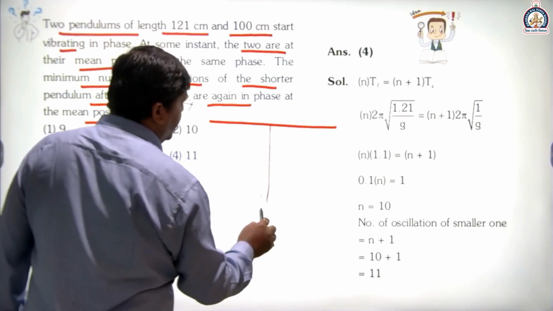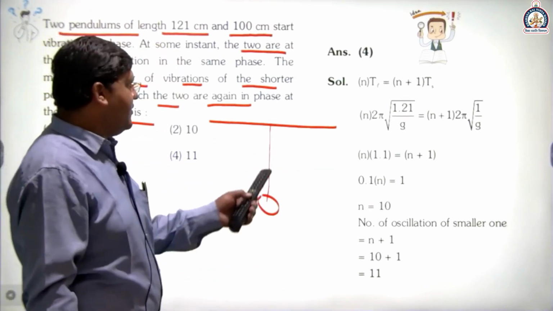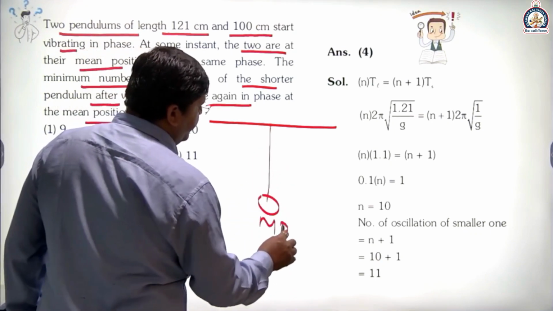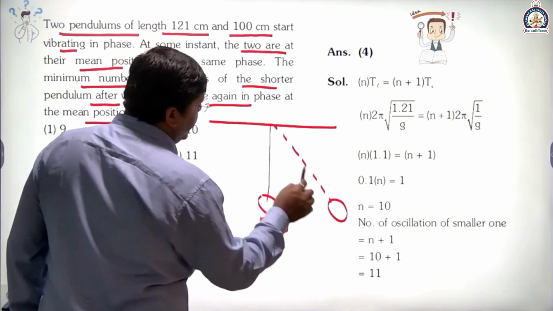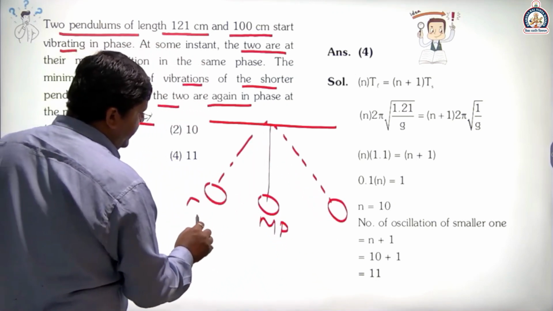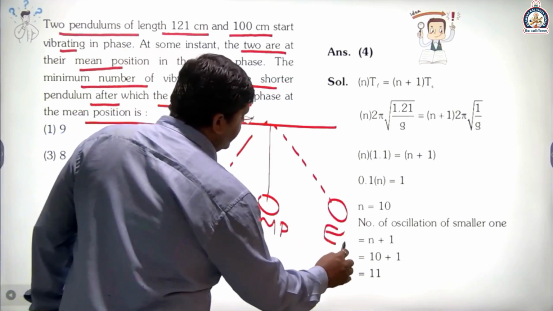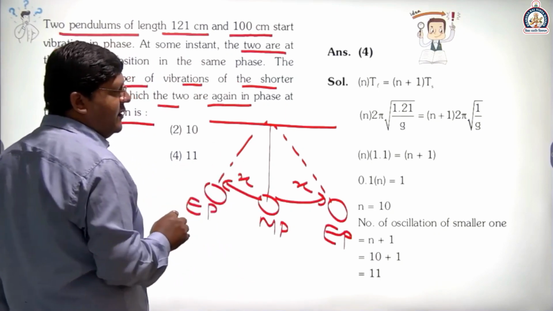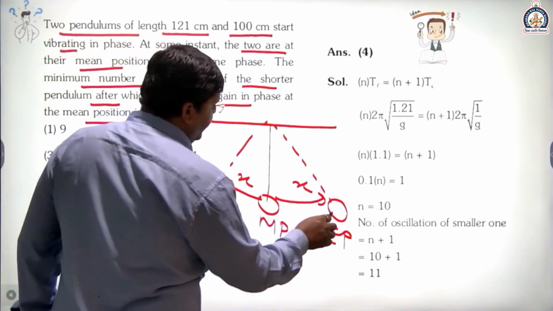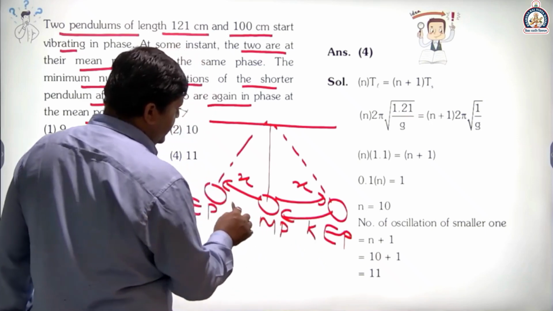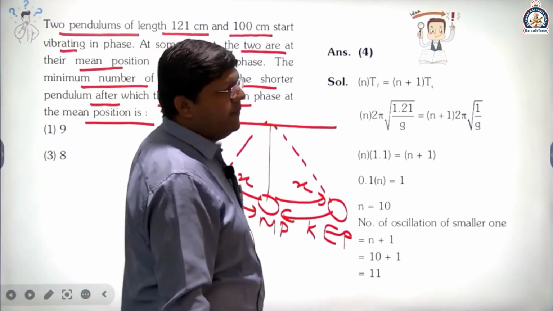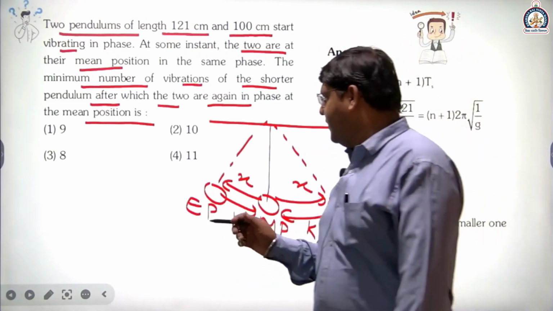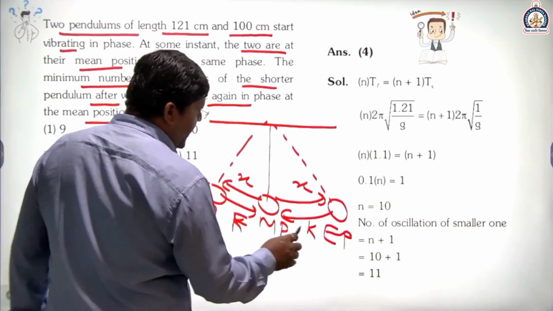A pendulum is a simple arrangement of an object which is tied through a string to a rigid support. This is known as its mean position, and when it moves, it goes to its extreme position. This is an extreme position and this is an extreme position. This is known as displacement, and this is also displacement. In opposition to displacement there is the restoring force, which always acts in the opposite direction to the displacement. Restoring force is simply denoted by F.